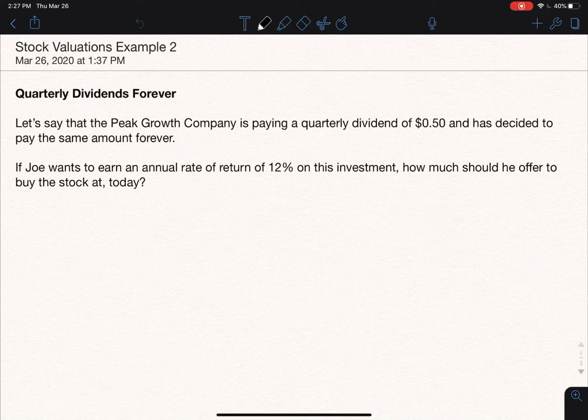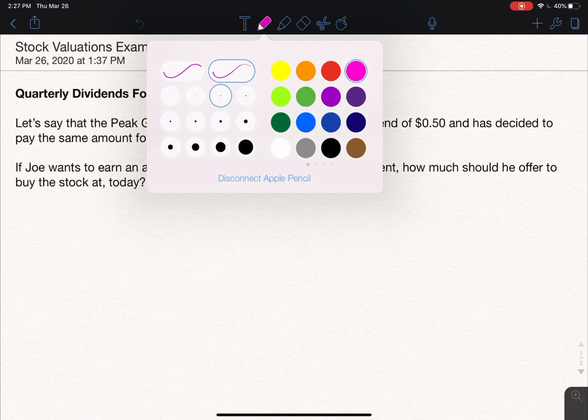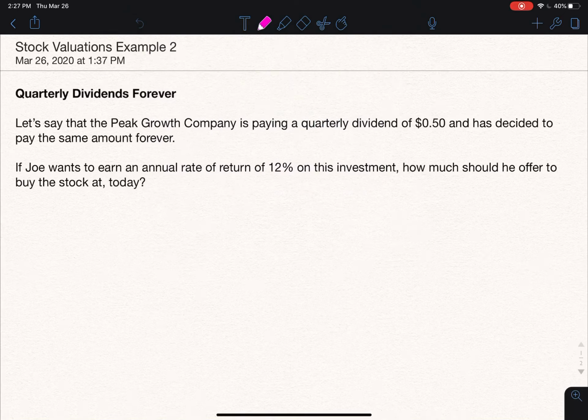Okay, so in this example, we are going to look at a situation where we are given information that tells us that we're going to receive quarterly dividends forever. And remember, we talked about this in the last example. So this is really going to change things. And the reason why it's going to change things is because it is a situation where our holdings are indefinite.